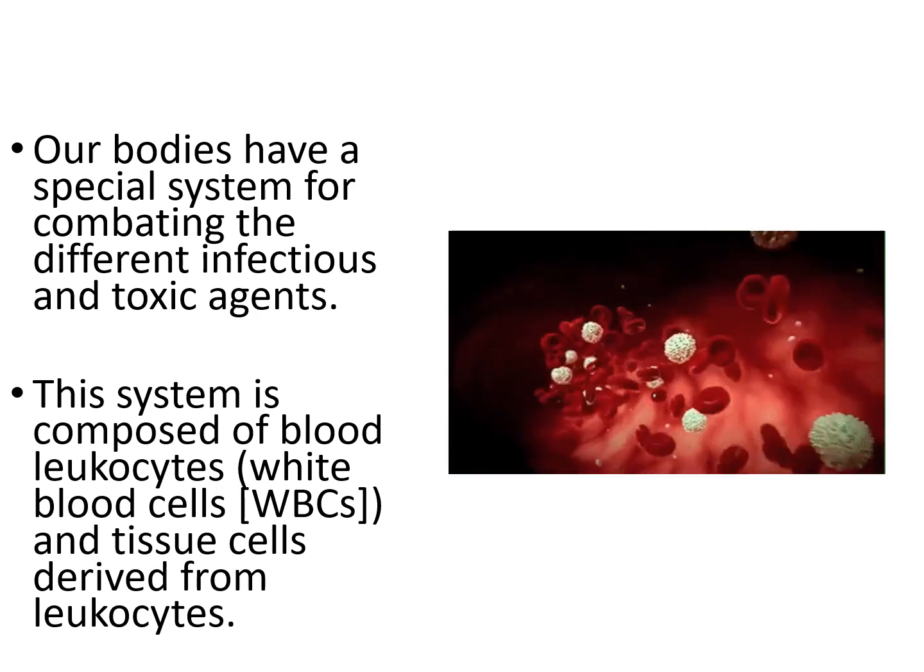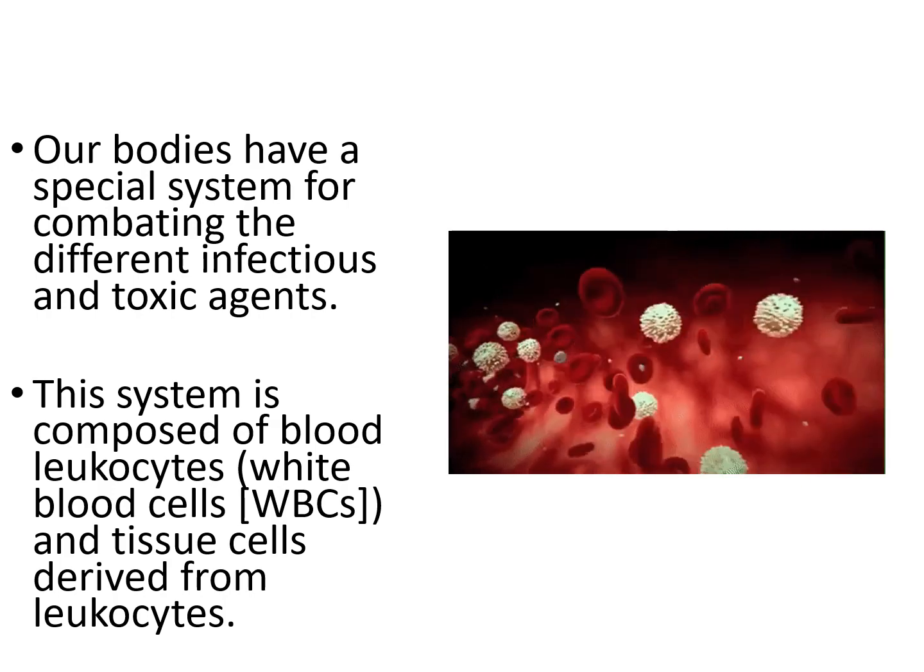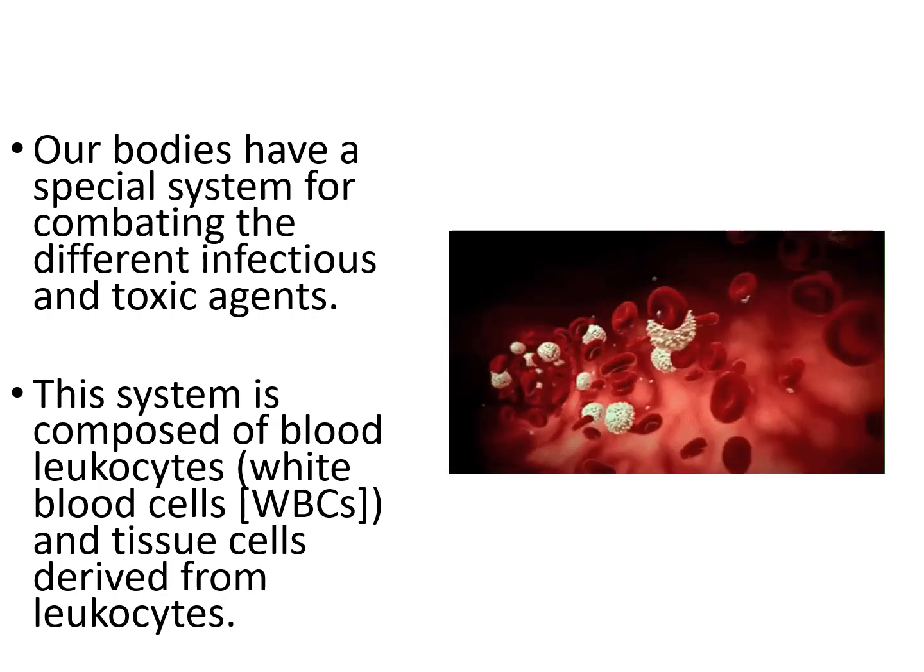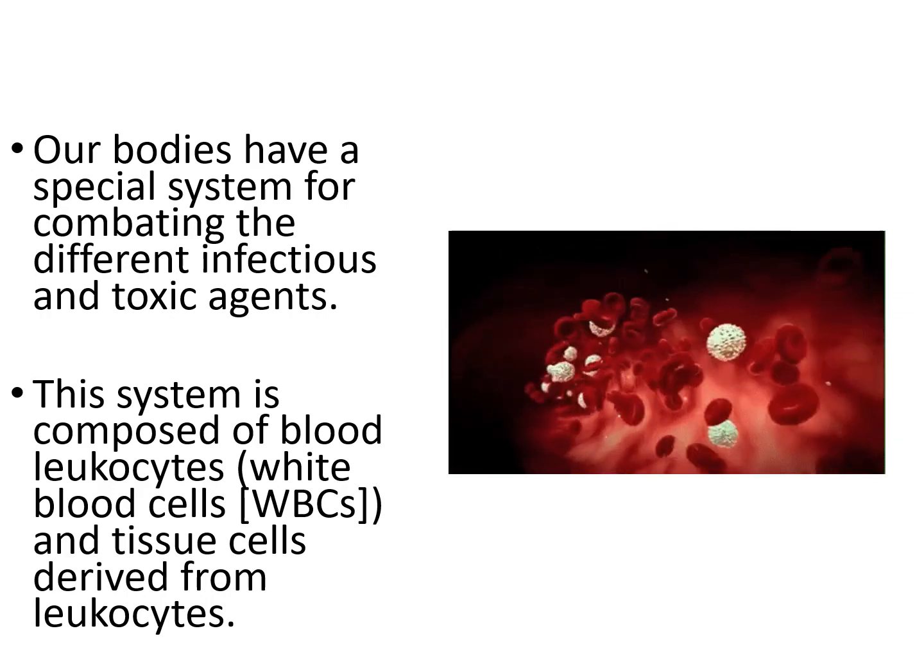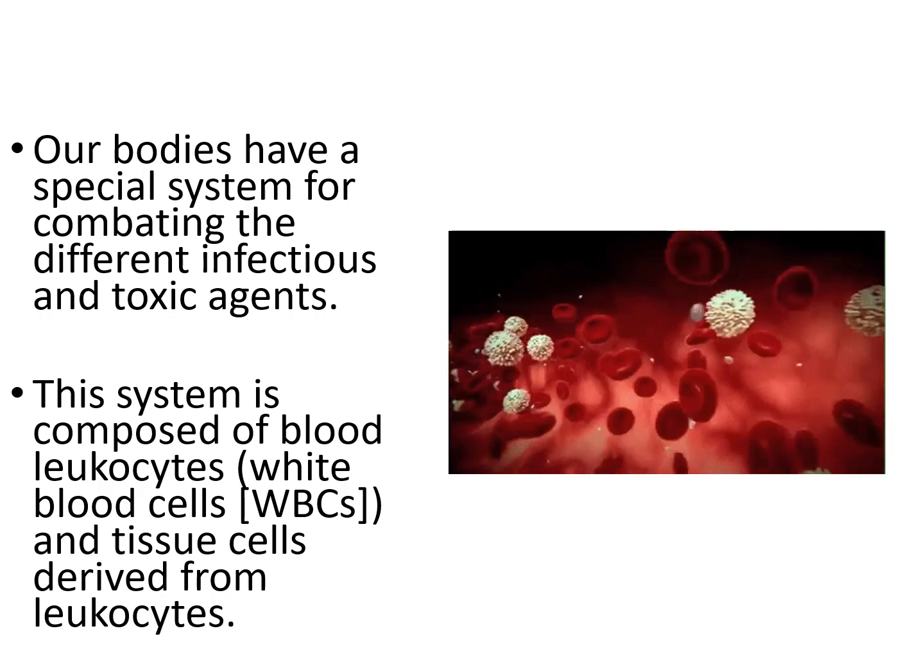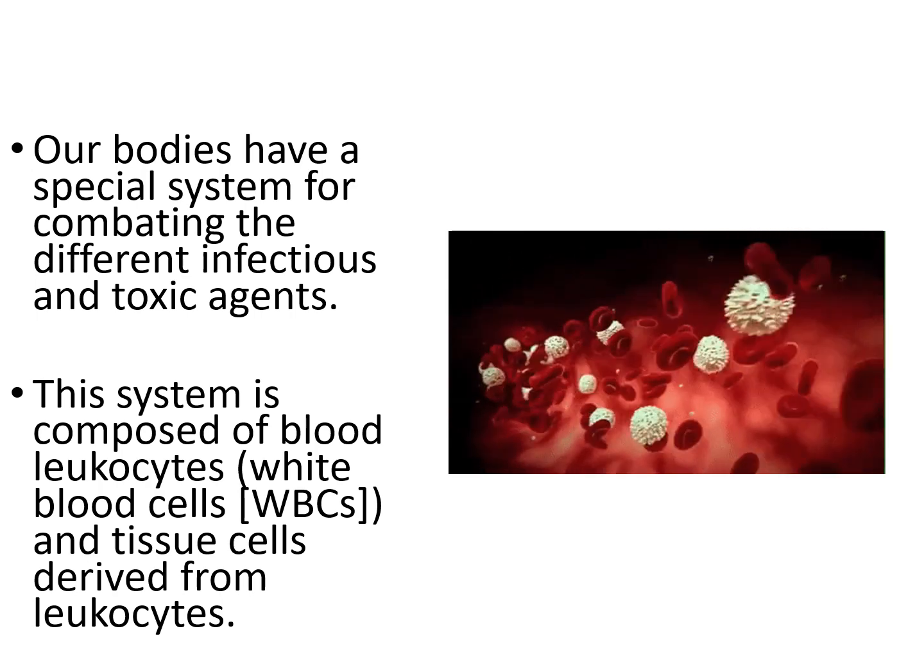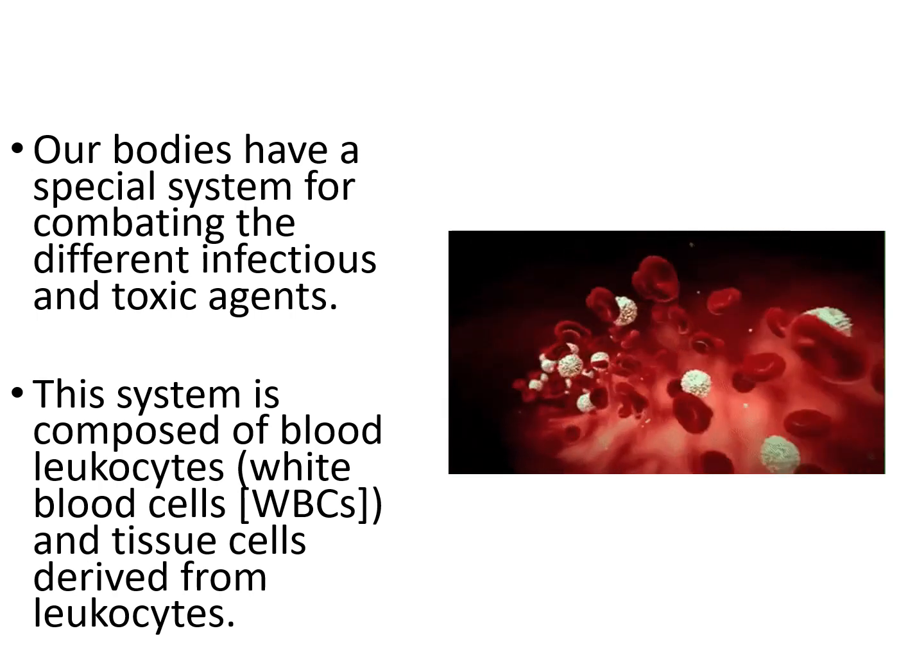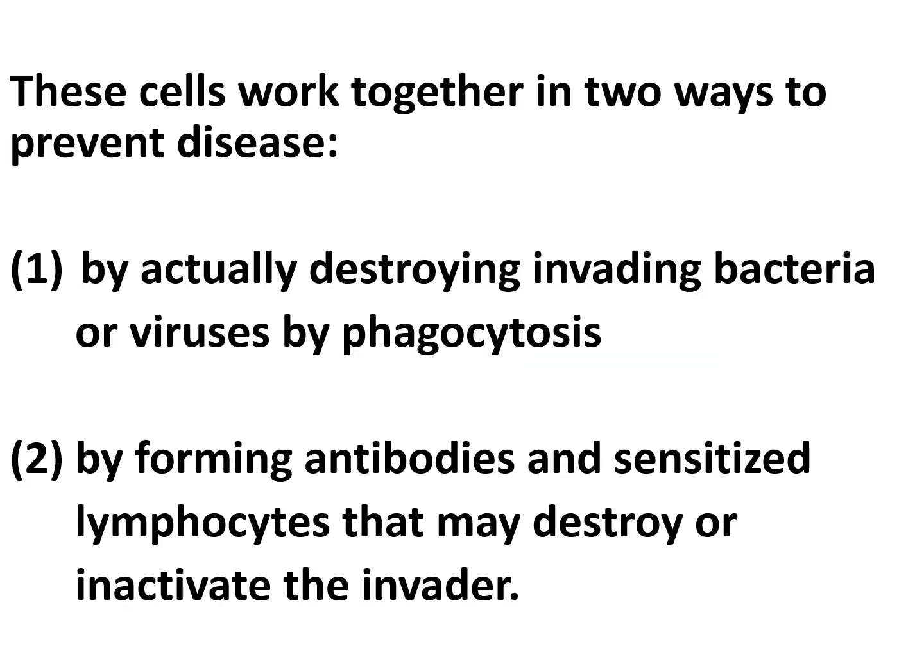Our body has a special system for combating the different infectious and toxic agents, and this system is composed of leukocytes and tissue cells derived from the leukocytes. These cells work together in two ways to prevent disease: by actually destroying the invading bacteria or viruses by phagocytosis, and by forming antibody and sensitized lymphocytes that may destroy or inactivate the invader.